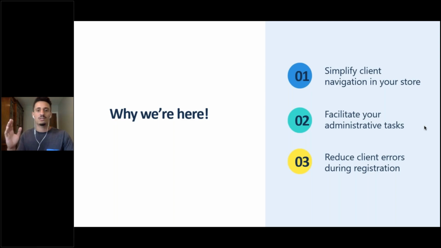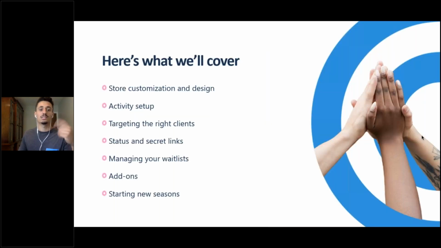We really want to eradicate the situation where, for example, a mother is signing up their child to an activity, but by accident they register themselves to the activity. There are ways to make sure that this doesn't happen, and we're going to talk about them today. The first thing we're going to look at is the store customization and design, then go over the activity setup, how to target the right clients, the status and secret links, how to properly manage a waitlist, a few add-ons, and how to start a new season quickly and efficiently.